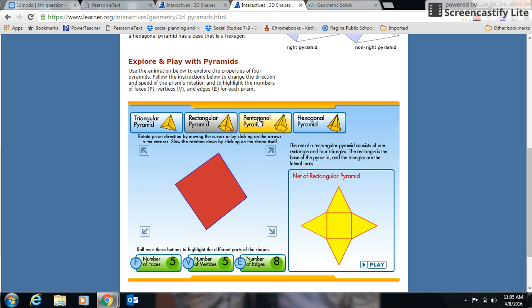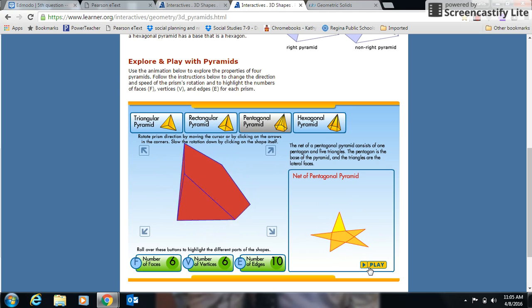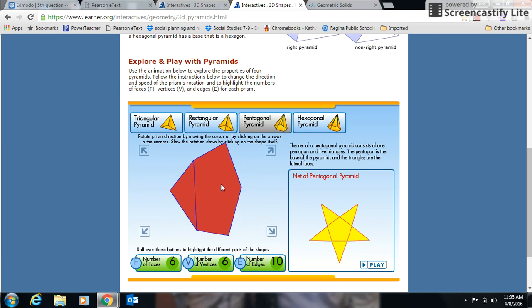Let's look at another shape. Okay, whoa. We'll play it. So look at this shape. Do they come up and meet in a point? Yes. So that tells us right now, when they come up and meet in a point, that it's a pyramid.